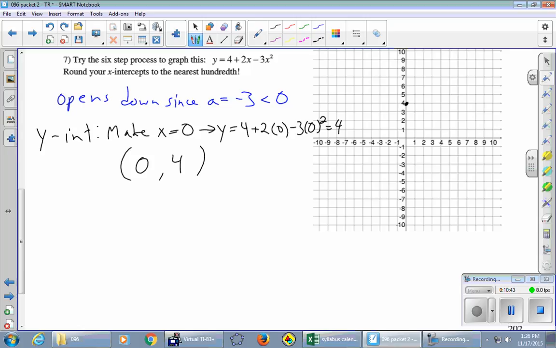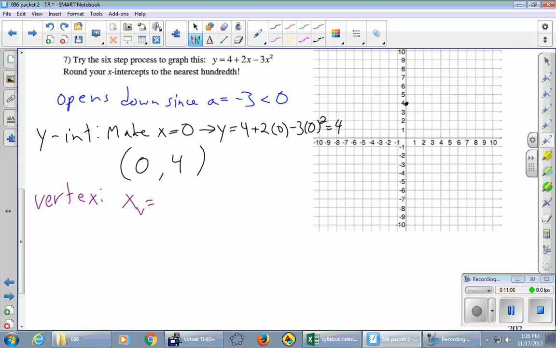The other day, when we first started graphing parabolas, our next step was to find the x-intercepts. That was the hardest step. We're not going to do that first right now. Now we're going to find the vertex, because finding the vertex with our new formula is quite easy. So, vertex. This is my notation for the x-coordinate of the vertex.